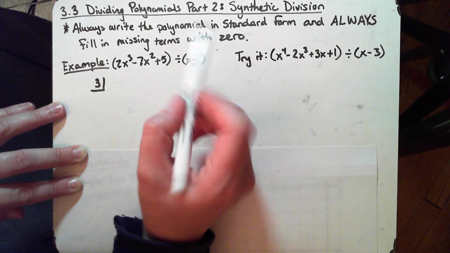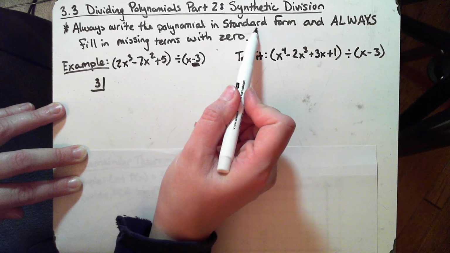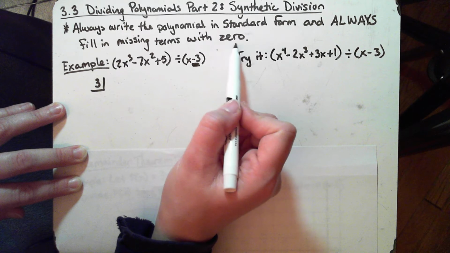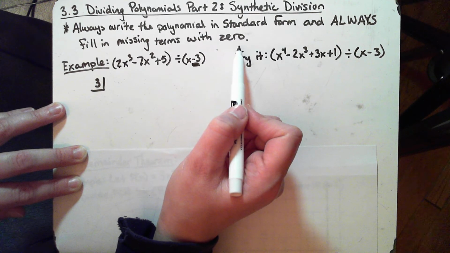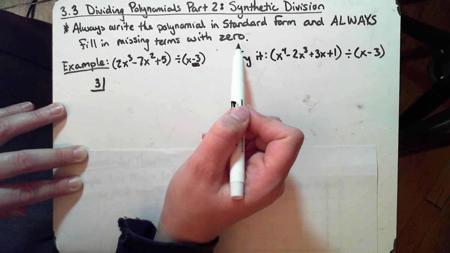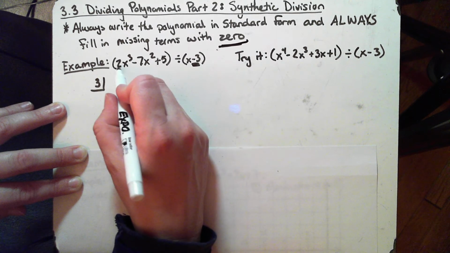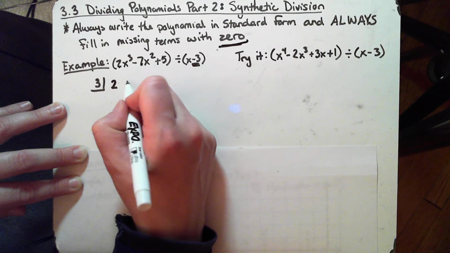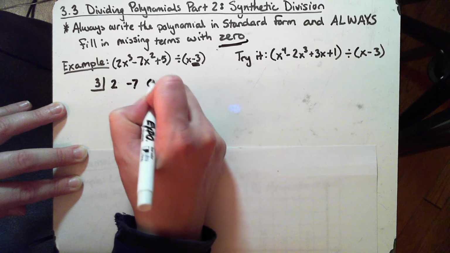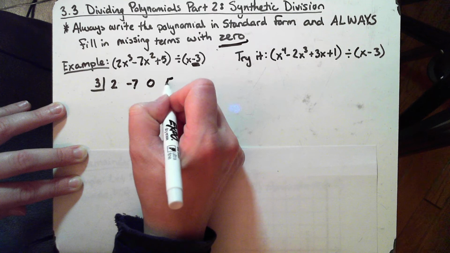And that's really, really important. Your polynomial has to be in standard form, and you must insert those zeros or your answer will be very wrong. Okay, really important. Put the zeros. Okay, so it's 2, then negative 7, then 0, then 5.